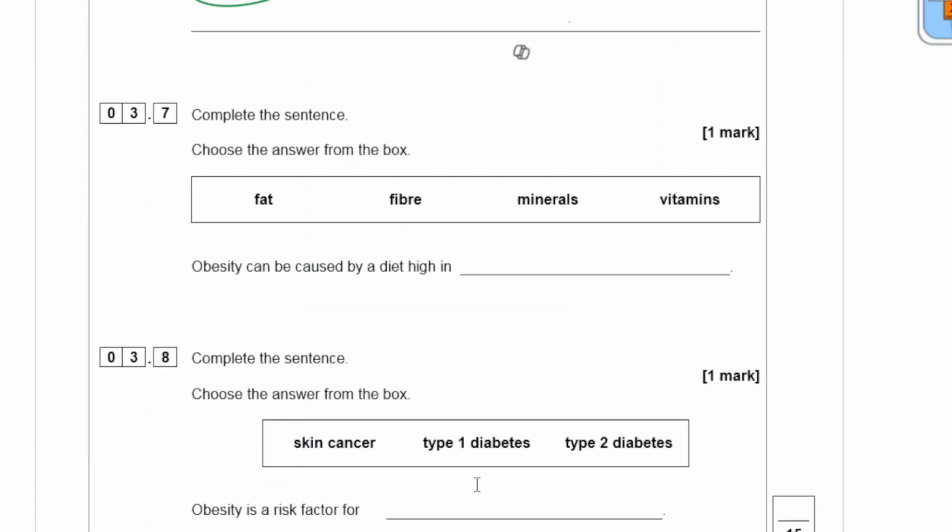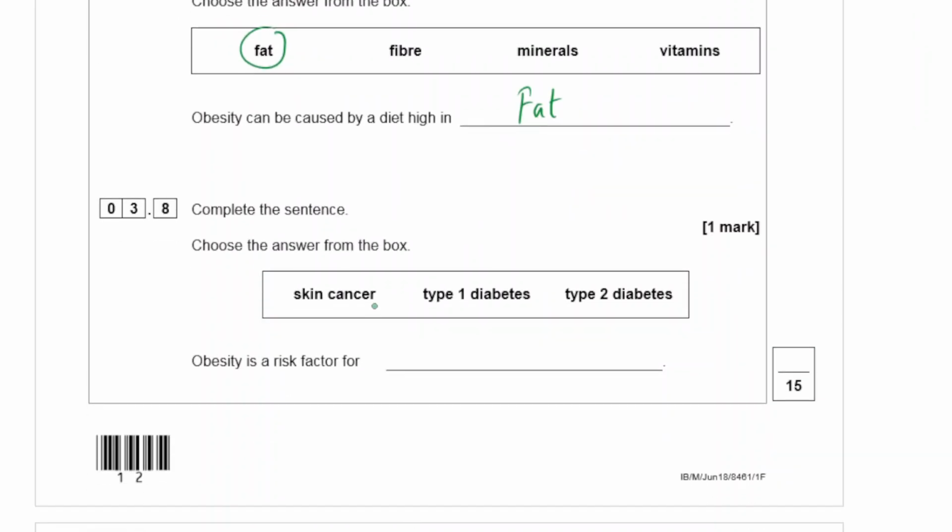Complete the sentence. Obesity can be caused by a diet high in fat. Right? Complete the sentence again. Obesity is a risk factor for, now definitely not skin cancer, but is it type 1 or type 2 diabetes? Obesity is a risk factor for type 2 diabetes. Now, how do you know this and how would you actually remember this?